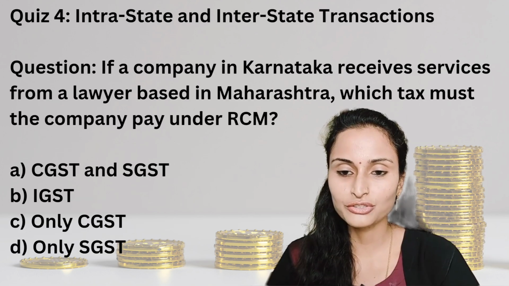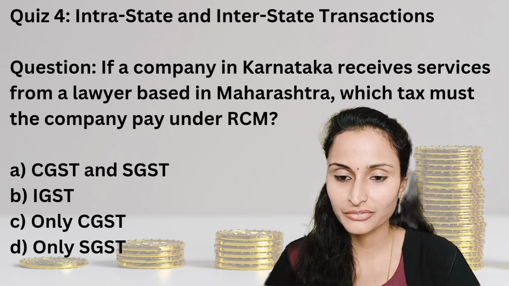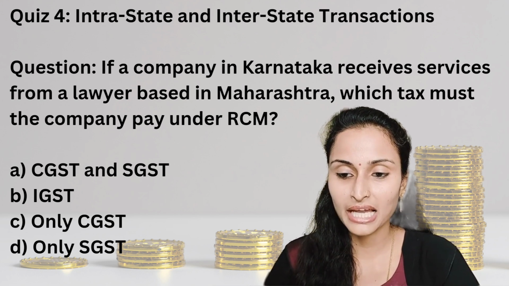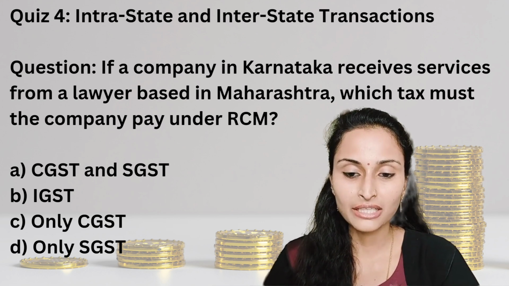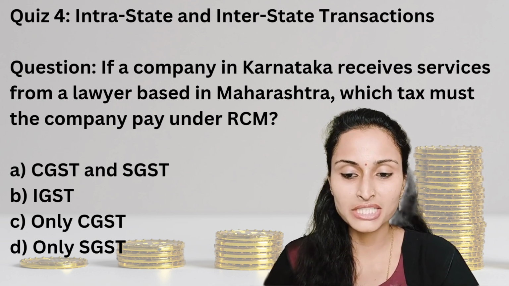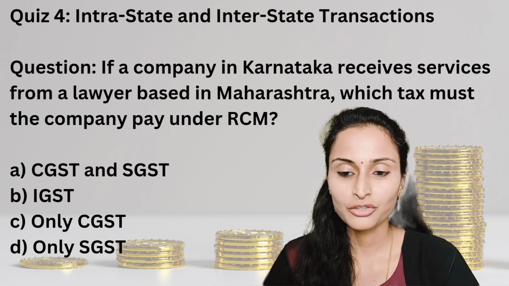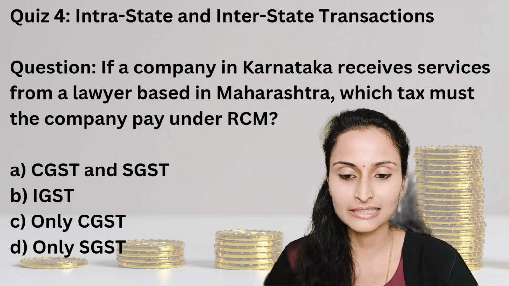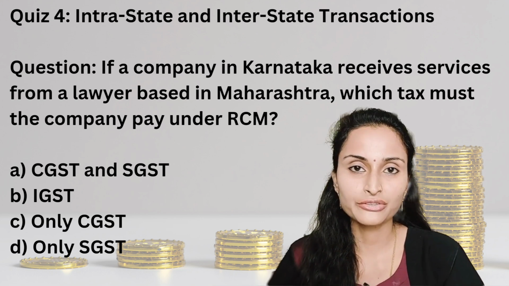And then the fourth question is, if a company in Karnataka receives services from a lawyer based in Maharashtra, which tax must the company pay under RCM? A. CGST and SGST. B. IGST. Option C only CGST. Option D only SGST. Which of these types of tax does the company have to pay to the government?